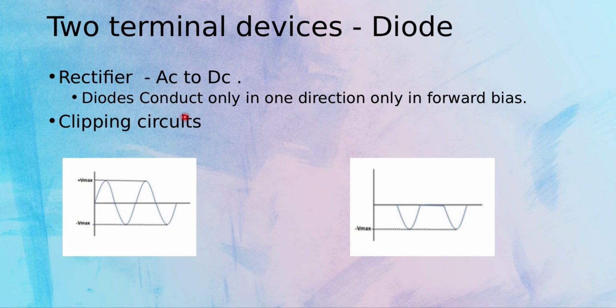Diodes are also used in clipping circuits. Clipping circuits are used in FM transmitters where the noise peaks are limited to a particular value so that excessive peaks are being removed from them.